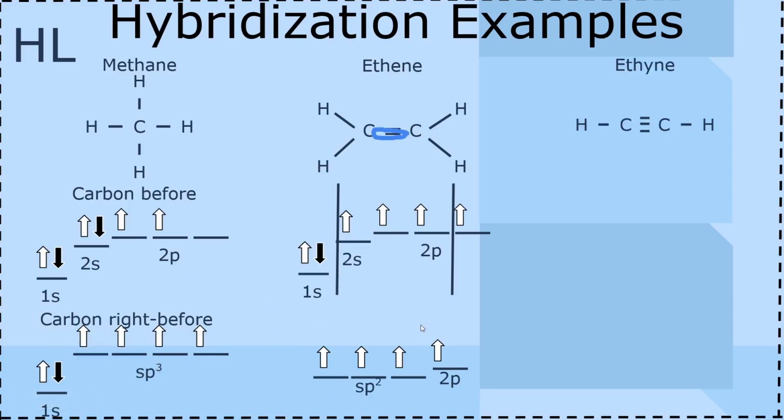Now, our last example, ethyne, is going to be sp hybridization, right? So if you look back, 1 plus 3 is 4, and then 1 plus 2 equals 3.